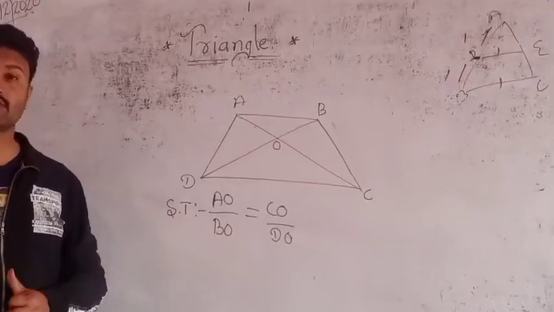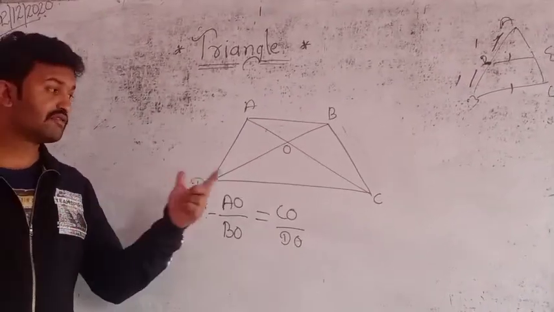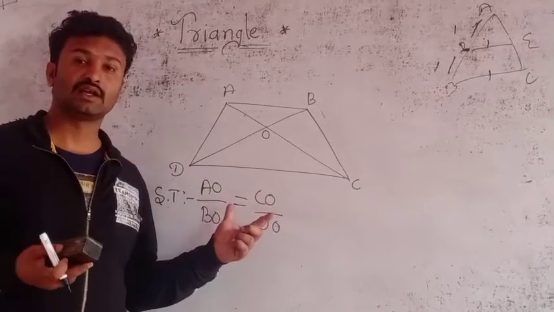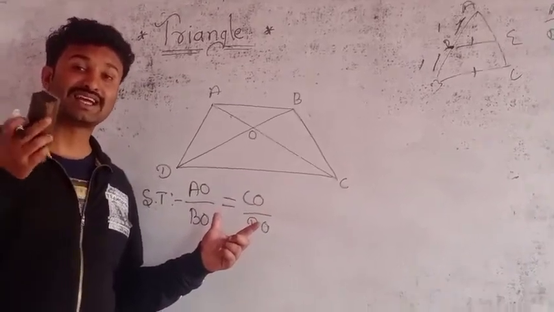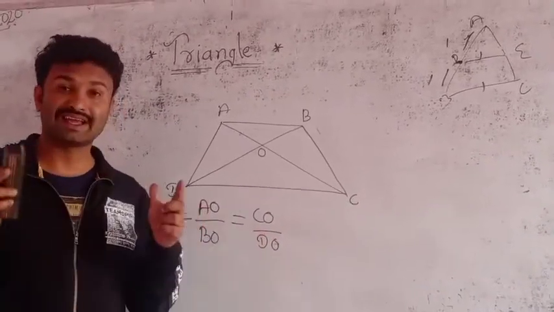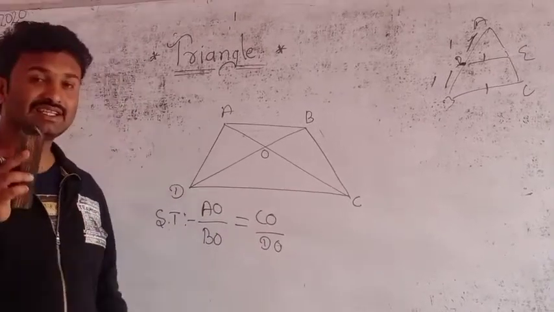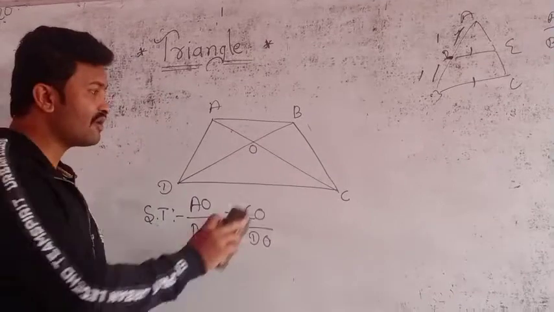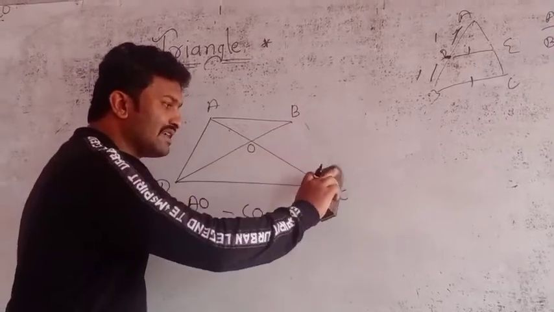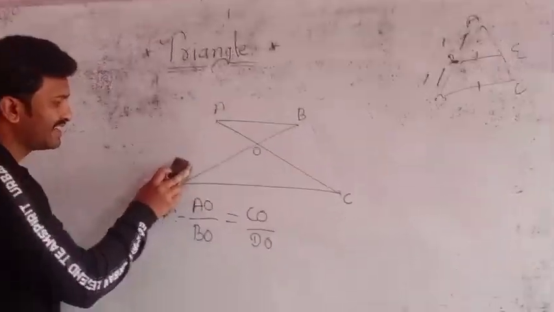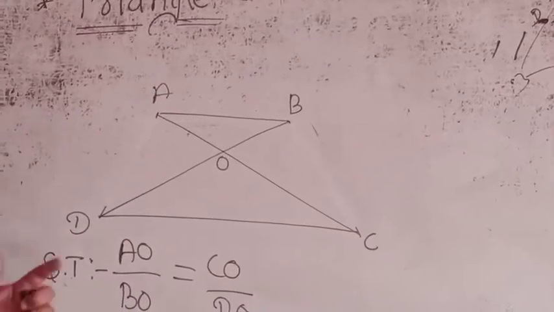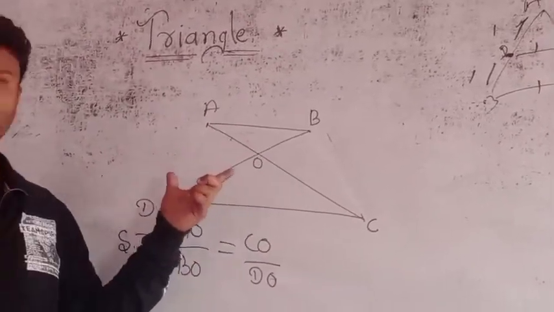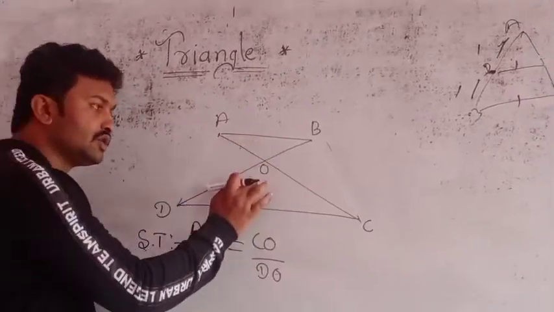How to prove this one? Before 6.1, in the introduction, triangles, some criteria are there. I think in 9th standard also we discussed some criteria. Now, don't worry about BC and AD. I'll erase these two. Now you consider two triangles.